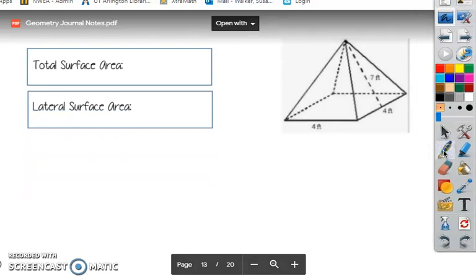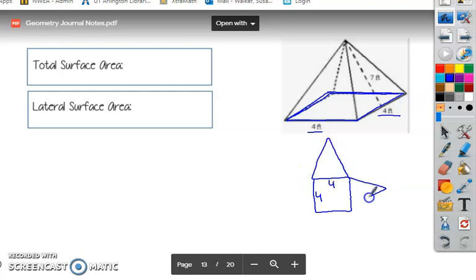Now we're going to do this pyramid. When I look at it, I see that the base is a square. I know it's a square because this is 4 and this is 4. I always like to start with my base, as you know. I think this might help some of you even with volume, to start off by drawing that base. And then off of each edge is a triangle.